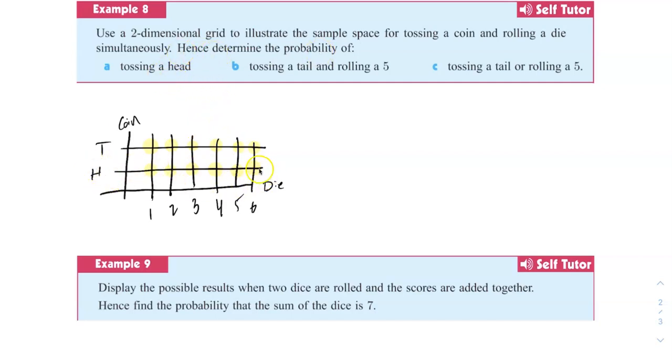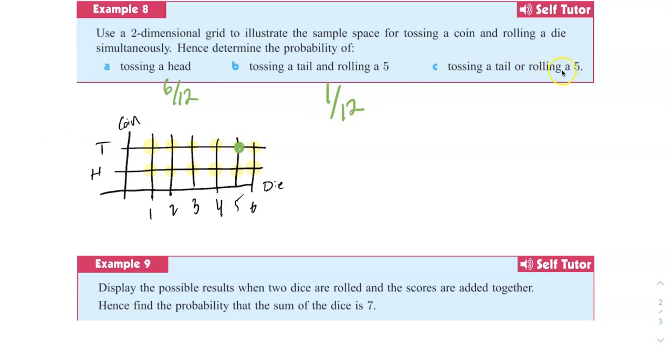Well, that happens here, so that happens in 6 out of the 12. Tossing a tail and rolling a 5. So here's tails, here's rolling a 5, right? So this one right there only happens 1 out of my total of 12 times. Again, 12 is just counting up all these highlighted spaces, these intersections. There's 12 intersections, and tossing a tail and rolling a 5 only happens at one of those intersections.